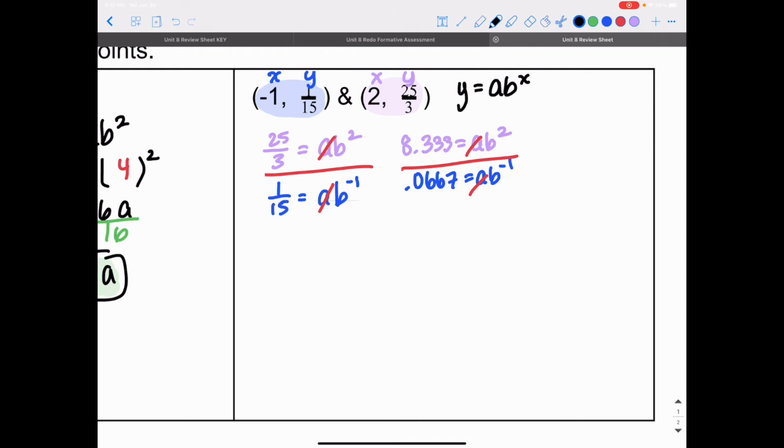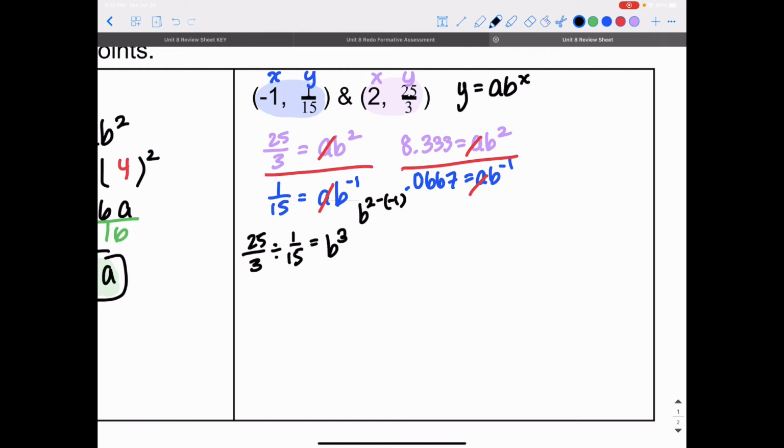I'm going to end up with, on the left, 25 over 3 divided by 1 over 15 on the left-hand side, which is equal to b to the 2 minus negative 1 power. So that's 2 plus 1, so that's b cubed. I have b cubed is equal to 25 over 3 divided by 1 over 15.